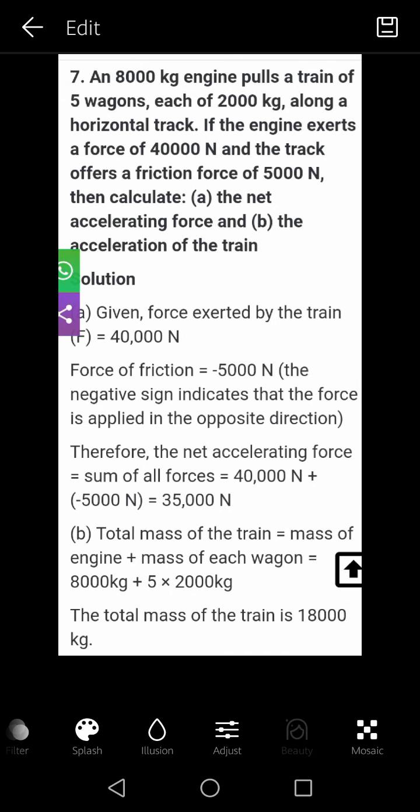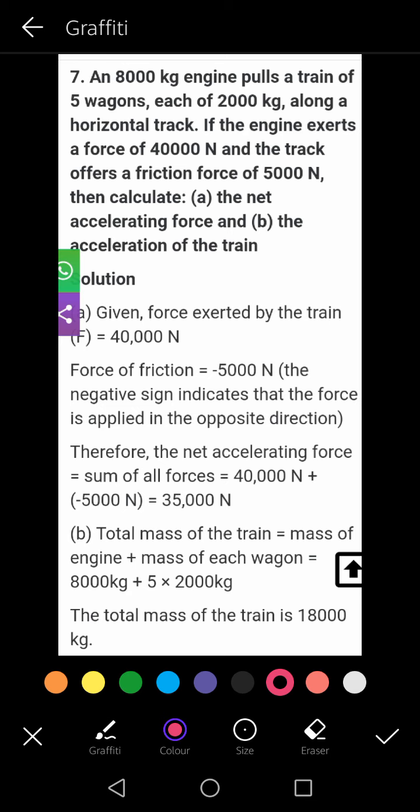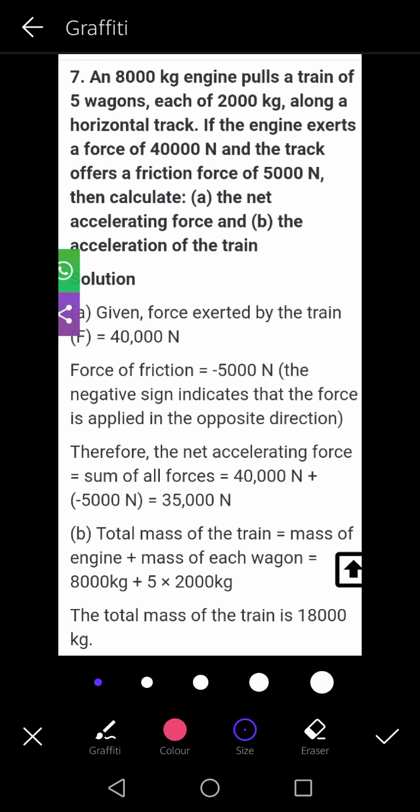An 8,000 kg engine pulls a train of 5 wagons. Then what is given? Each of 2000 kg. Okay, the mass of each wagon is 2000 kg along a horizontal track. If the engine exerts a force of this much Newton on the track, and the track offers a frictional force of this much Newton, calculate the net accelerating force and the acceleration.